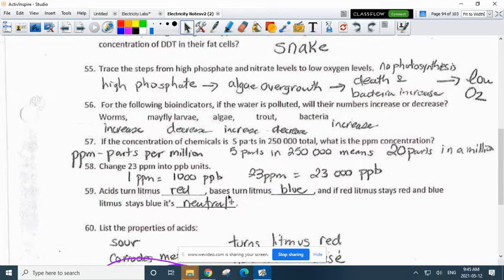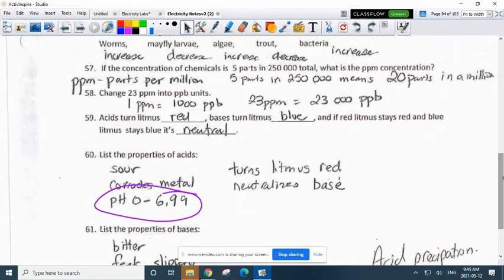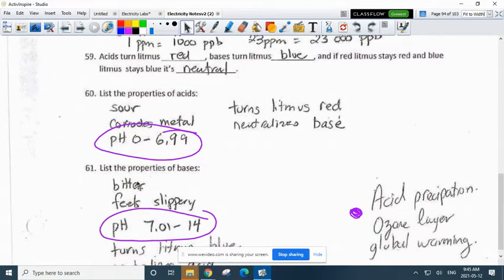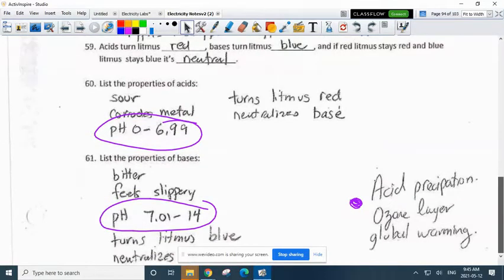59, acids turn litmus red, bases turn litmus blue, and if red litmus stays red and blue stays blue, it's neutral. List the properties of acids. Acids taste sour, they turn litmus red. Acids neutralize base, they corrode metal. pH is between 0 and 6.99. List the properties of base. Bases taste bitter, they feel slippery. pH is from 7.01 to 14. They turn litmus blue, neutralizes acid.